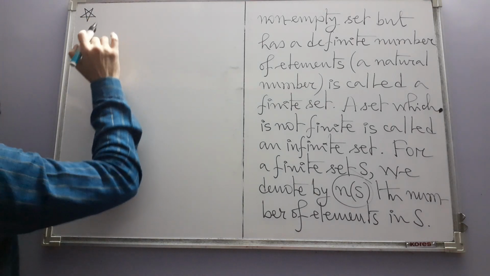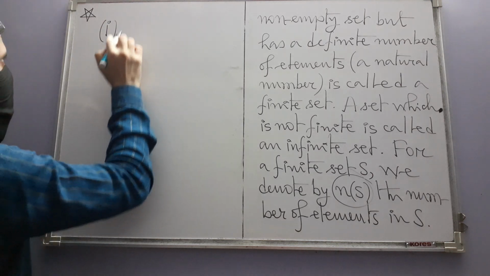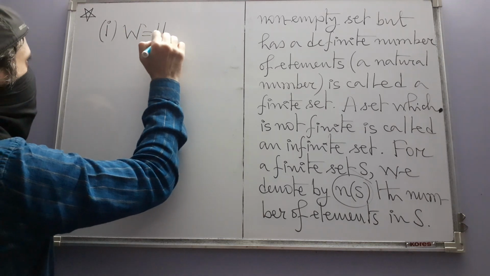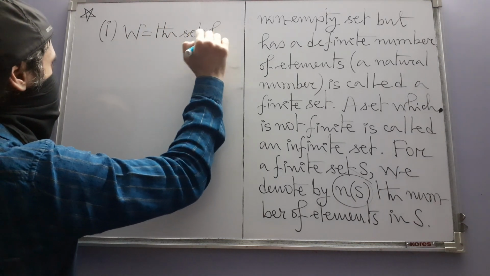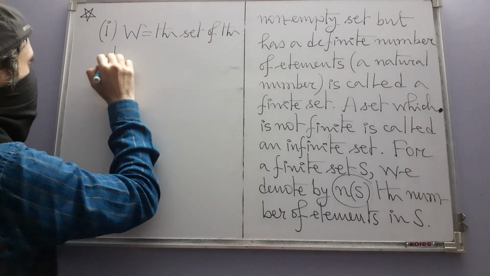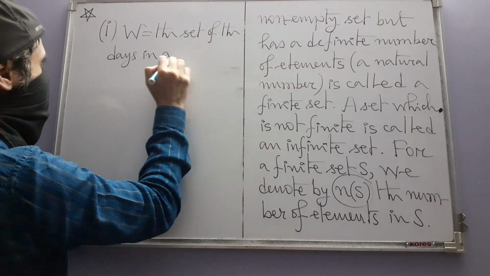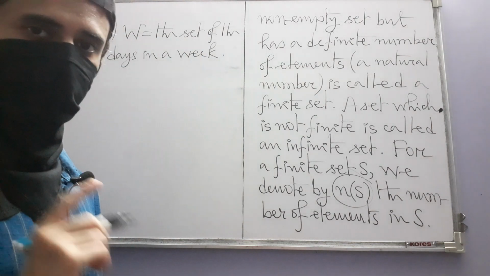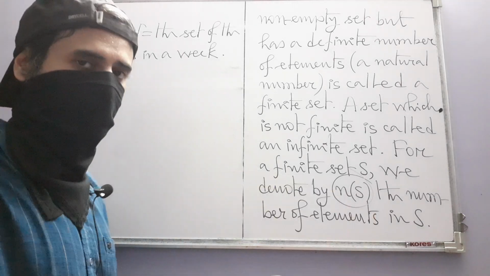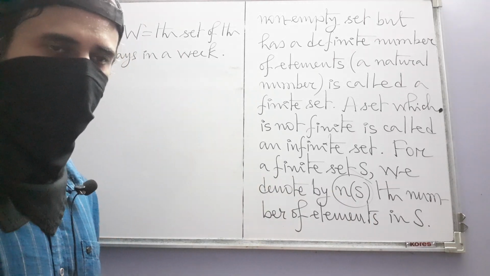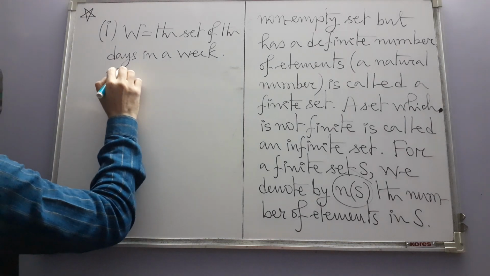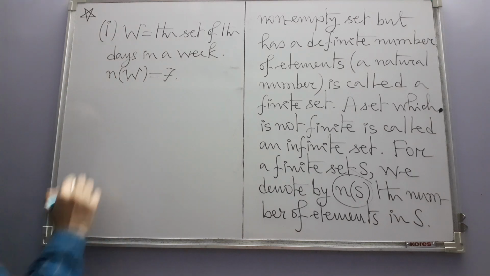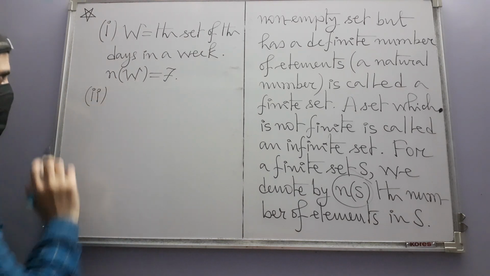Alright, so the examples start like this. There are a number of them. W is the set of the days in a week. This set is finite, of course, because if you start counting the days, you eventually stop and you get this. The number of elements in W is 7. So W is a finite set.